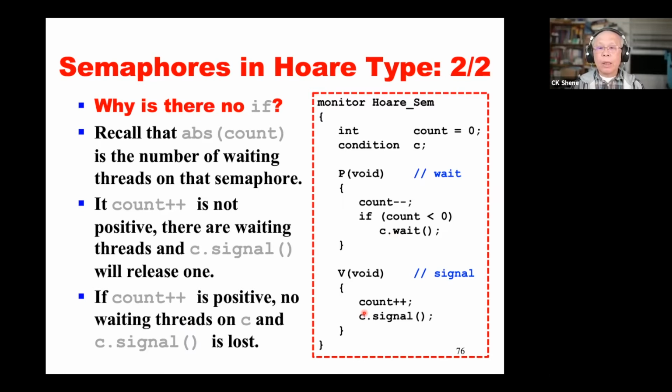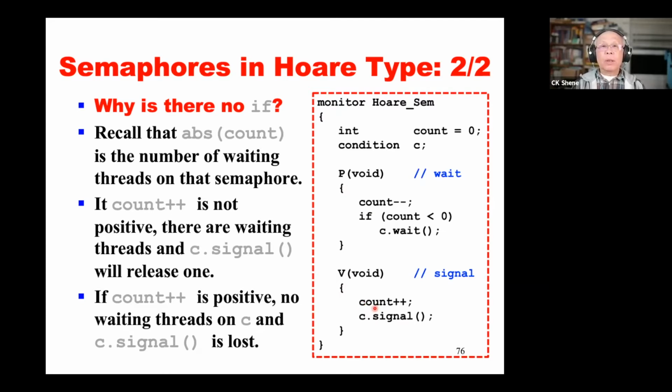Yes, of course. Let's remember, in a Hoare monitor, when we signal a condition variable and there's no waiting thread there, then the signal is lost. And if there are waiting threads on that condition variable, one of them will be released. So the correctness of P is no doubt. Now the correctness of V is based on what I said. A signal is lost as if it never happened if there's no one waiting. So let's take a look at the value of counter.